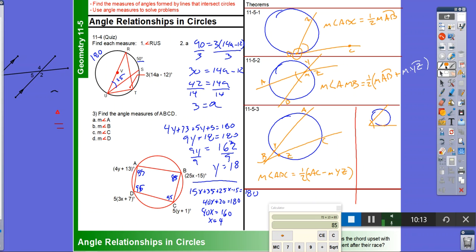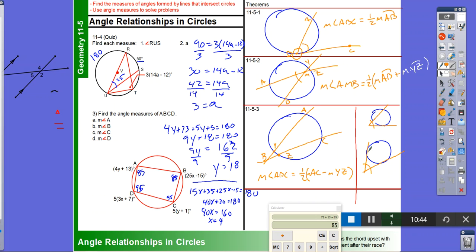Another situation that involves some secants is when I actually have two tangents. Pretend it's a tangent. This angle is going to be half this big angle minus this angle. It's all the same rule. You need to remember that it also applies when you have tangents, not just secants. All right?